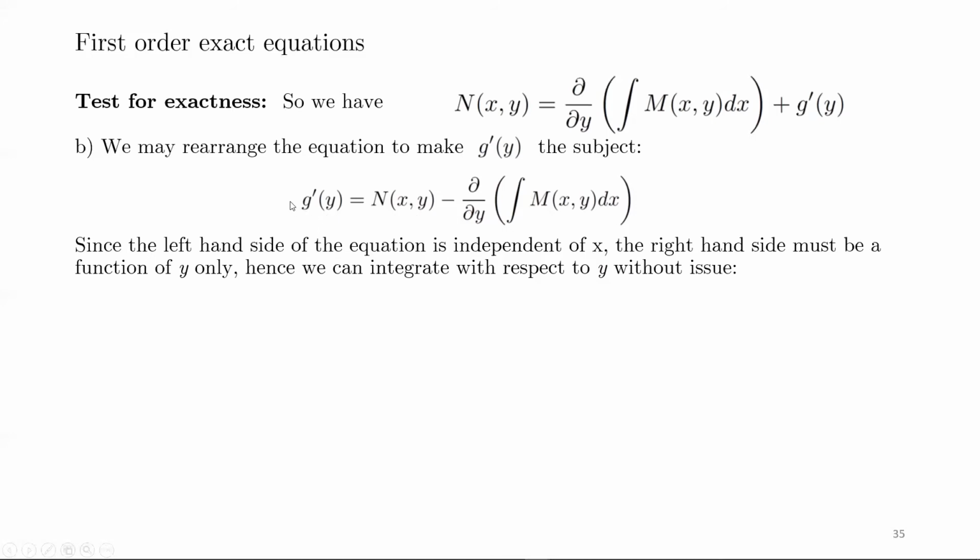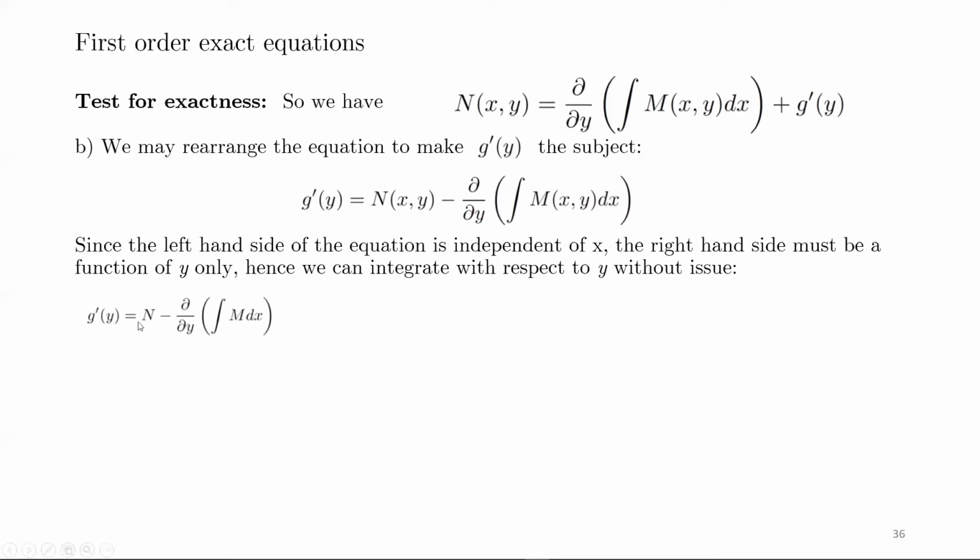So again, since the left-hand side of the equation is independent of x, there's only y's on this side of the equation, and because it is an equation, there's an equality here. If the left-hand side is only a function of y, then surely the right-hand side must only be a function of y as well. So we can integrate both sides with respect to y without issue.